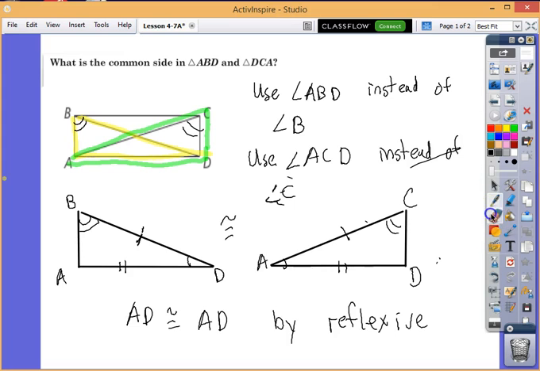Whoa. I don't know what's going on here. I'm having some glitch issues, so I know. Angle C for this right here.